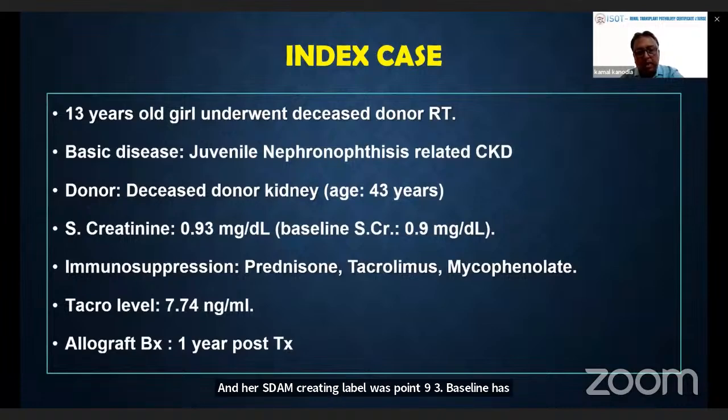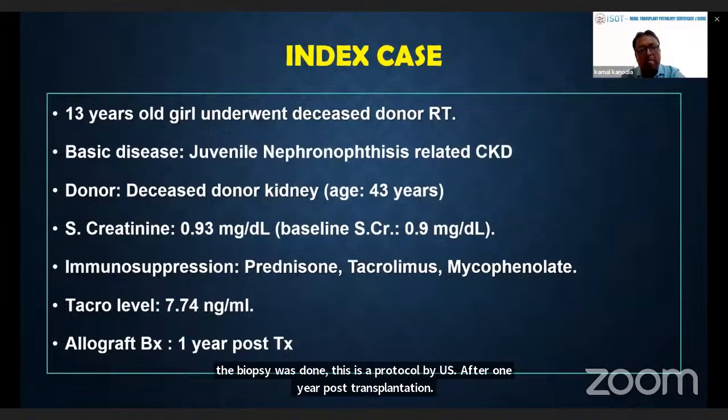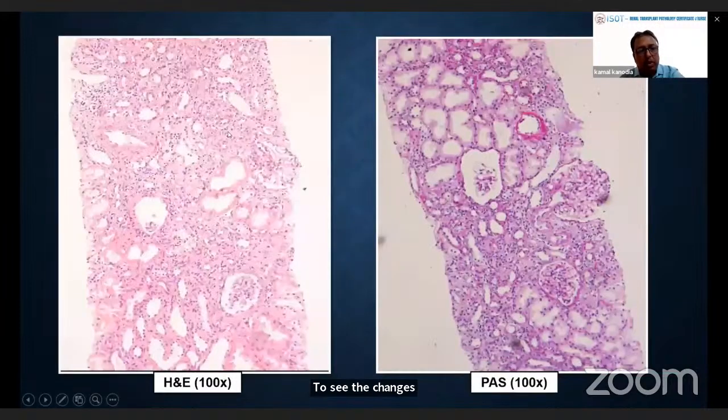So the biopsy was done. There was a protocol biopsy done after 1 year post-transplantation to see the changes of the kidney. When we saw the biopsy, here you can see the inflammatory infiltration seen throughout, and mainly in the region of the interstitial fibrosis. So this IFTA is there.